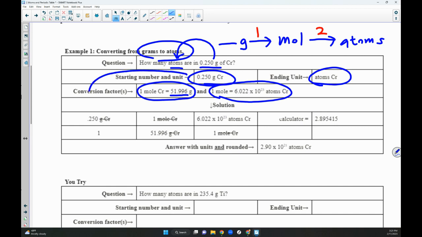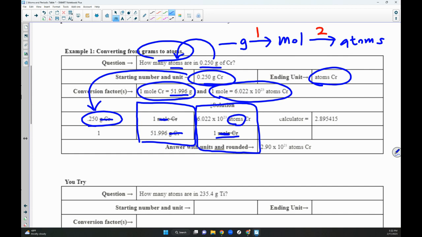Okay, then we come down to the train tracks and we plug everything in. I put my starting number and unit right here, as always. And I'm going to use that first conversion factor to convert from grams into moles. So I put grams on the bottom, and that enables me to cross out grams. And at this point, I would have moles. But then I put my other conversion factor over here, and I put moles on the bottom. That way I can cancel moles out because it's on the top and the bottom, and I put atoms on top, and that leaves me with units of atoms, which is the goal.